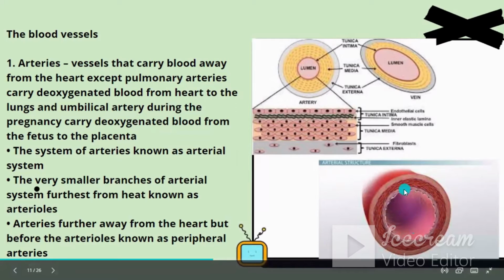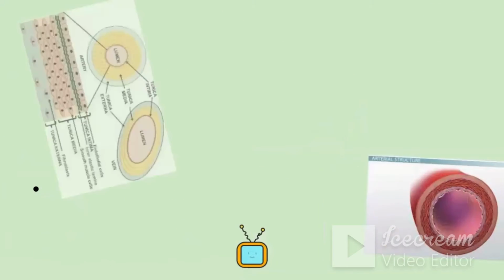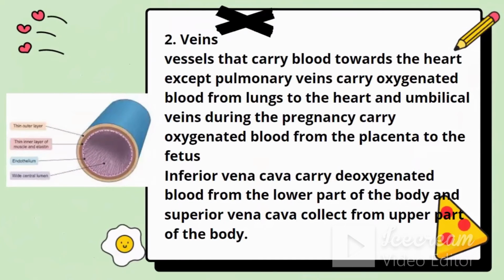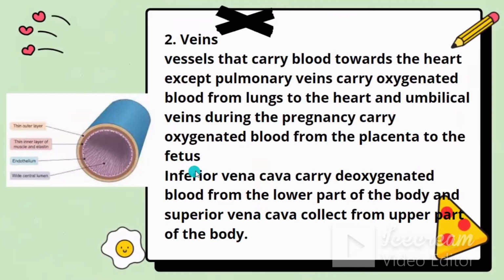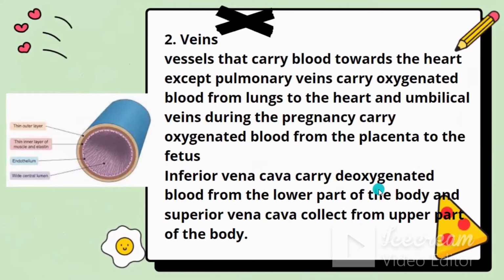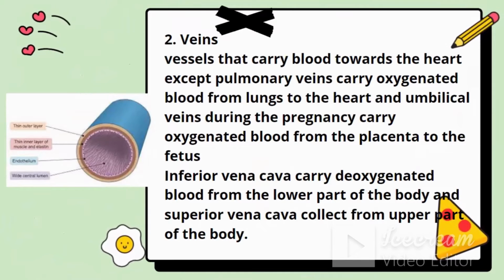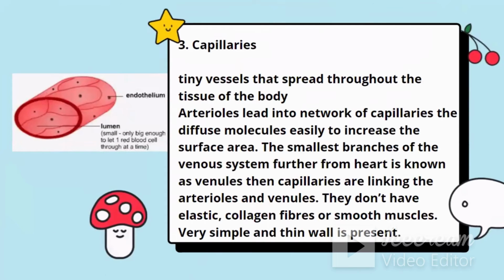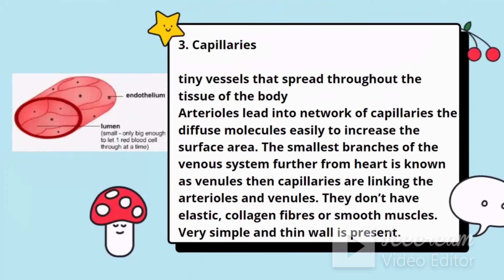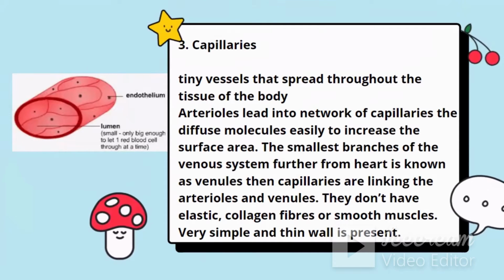Second is veins. Veins have a somewhat larger lumen than arteries because their pressure is low, as they carry deoxygenated blood, except pulmonary veins. Third is the capillary. Capillaries are tiny blood vessels spread around the body to the tissues. Simple diffusion especially occurs here to transport materials.